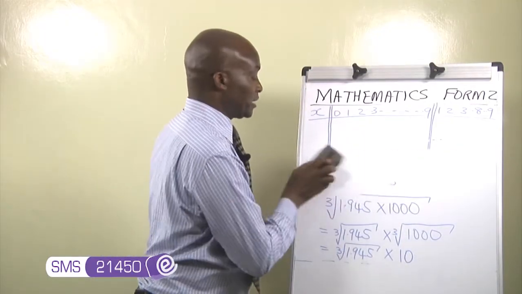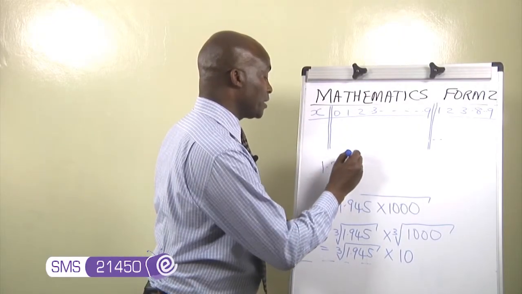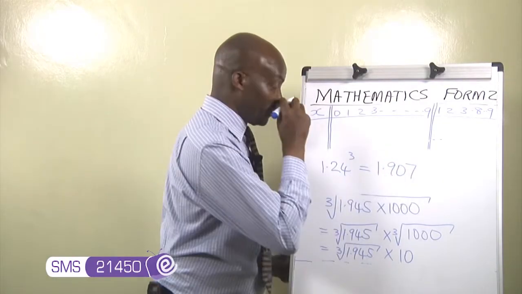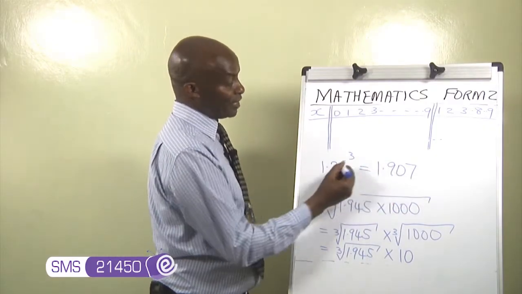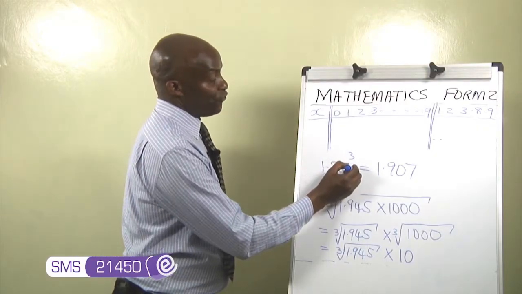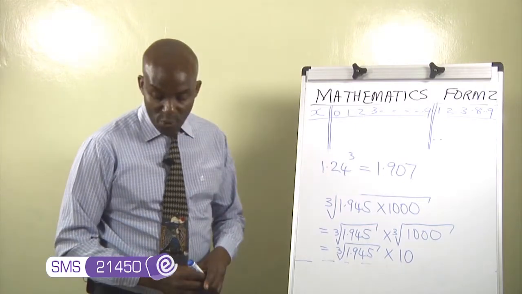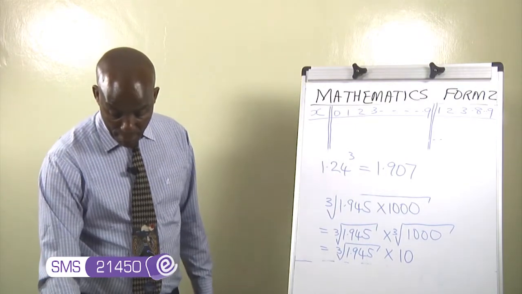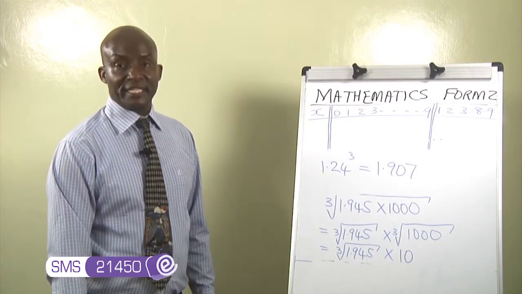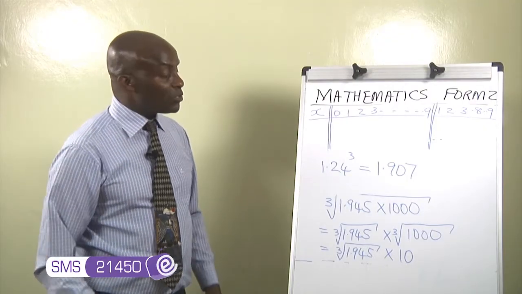This means that 1.24 cubed is equal to 1.907, which means the cube root of 1.907 is 1.24. So we need to find the fourth significant figure, the fourth digit here. While we are still on that position at 1.907, we move to the right along that row.